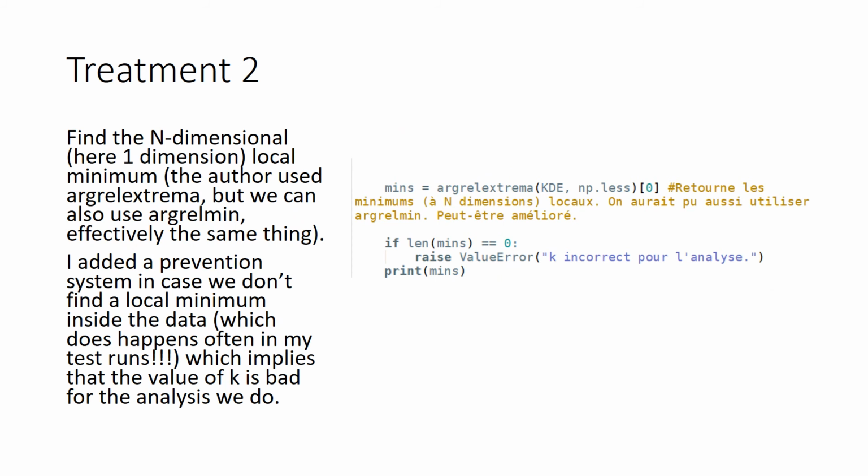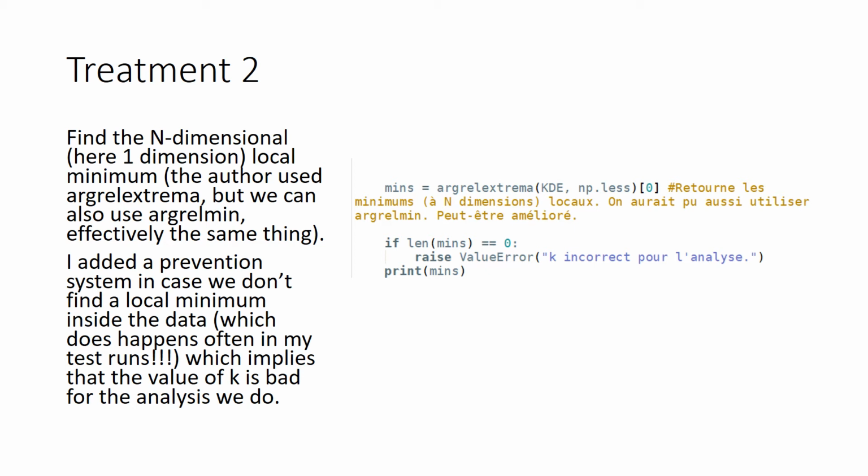So the second part of the treatment, we find the extrema, so the local minimums. We could also have used argrelmin. Basically, what it did was return both the minimum and the maximum, but in reality we just need the minimum, so it can be faster, but it doesn't really matter.